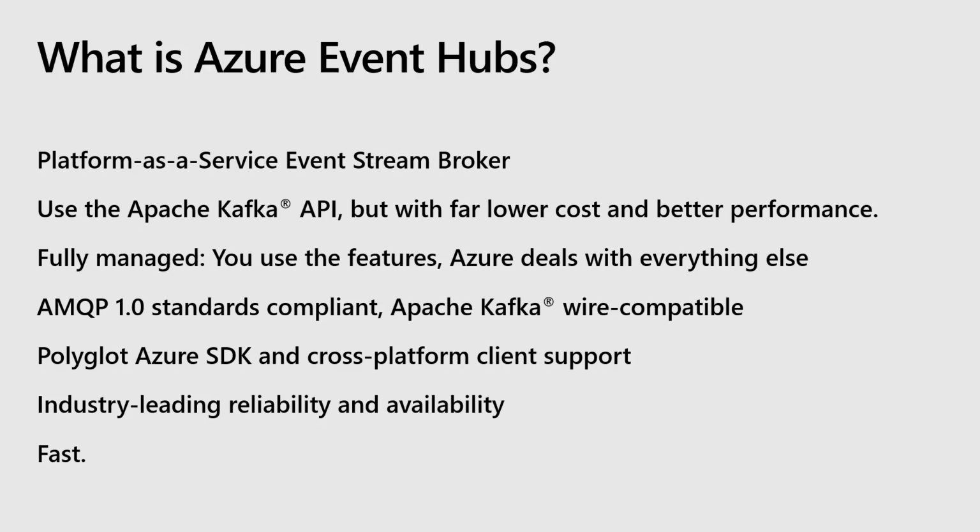What is Event Hubs? It's a platform as a service event stream broker. You can use the Apache Kafka API with it as one of the options that we have. You can send with HTTP, with AMQP, and with the Kafka RPC protocol, and then use all the Kafka RPC clients. I'll talk about that. But with lower cost and better performance and less effort.